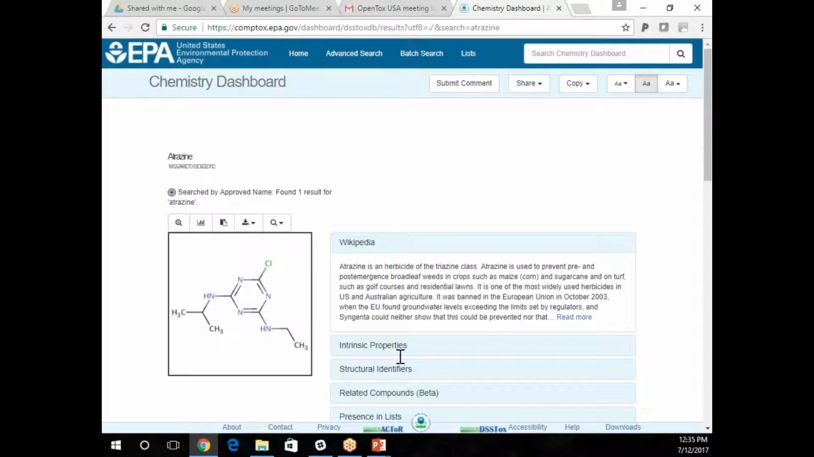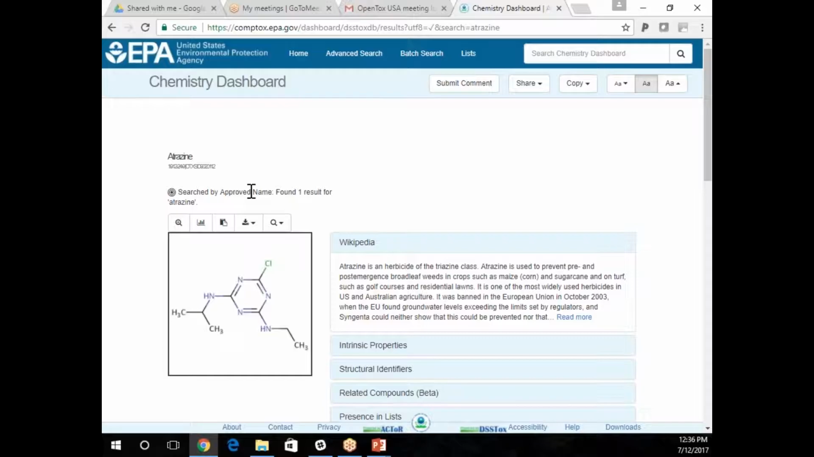If I can get it to show up in the right spot. So, simple search for something like atrazine. Yeah, I know. I'm having problems with having multiple keyboards here.